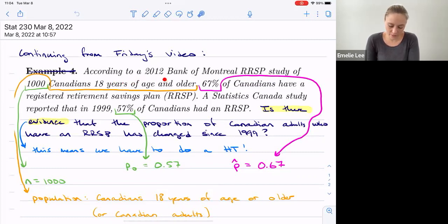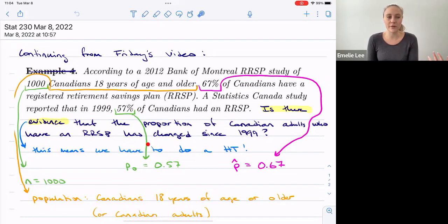Okay, so according to a 2012 Bank of Montreal RRSP study of 1,000 Canadians 18 years of age or older, 67% of Canadians have an RRSP. Okay. A StatsCan study reported that in 1999, 57% of Canadians had an RRSP. And then I created the question, is there evidence that the proportion of Canadian adults who have an RRSP has changed since 1999? Okay, so that's the question that we want to solve.